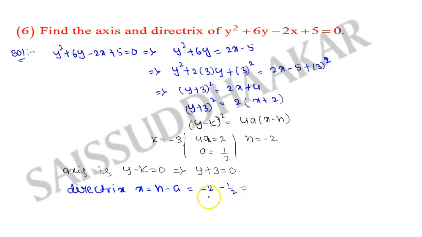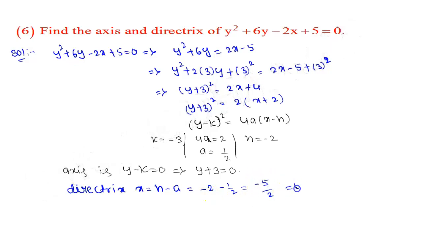So minus 2 into 2 minus 4, minus 4 minus 1 is minus 5 by 2. Implies, cross multiplying, 2x is equal to minus 5, which implies 2x plus 5 is equal to 0. This is the required equation of the directrix of the given question.